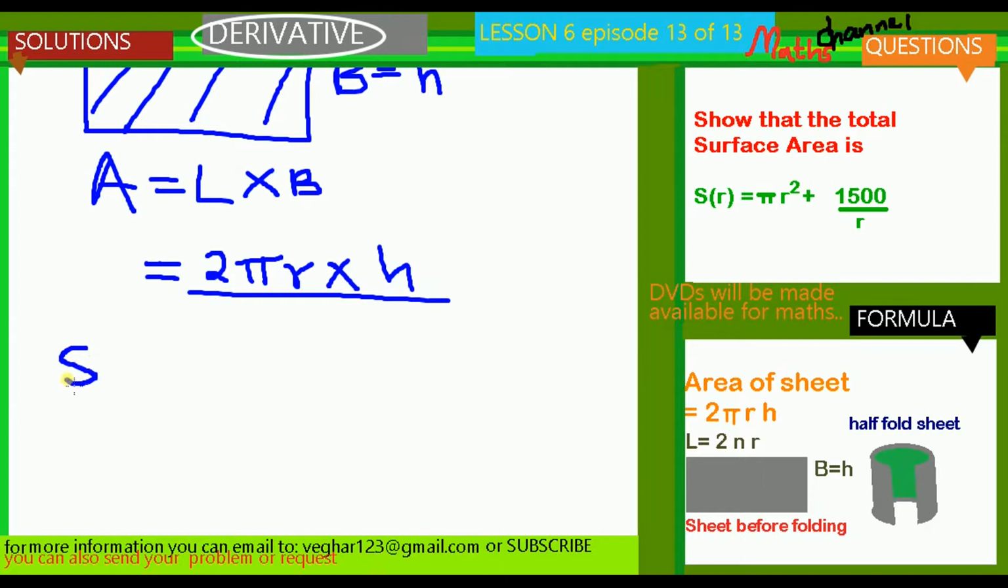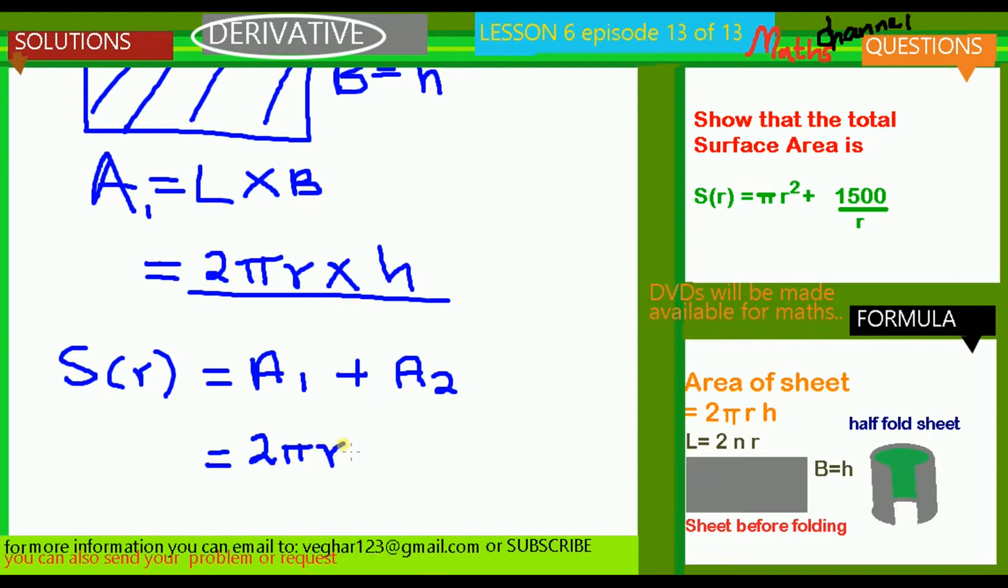So the total area is area 1 plus area 2. So this we will need to make the cylinder. This area, let's call this area 1. We have something like 2 pi r h, and then the other area is pi r square.